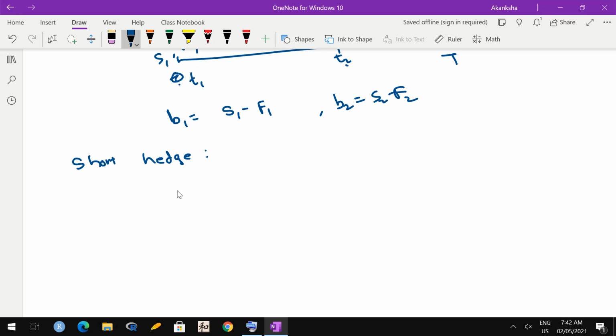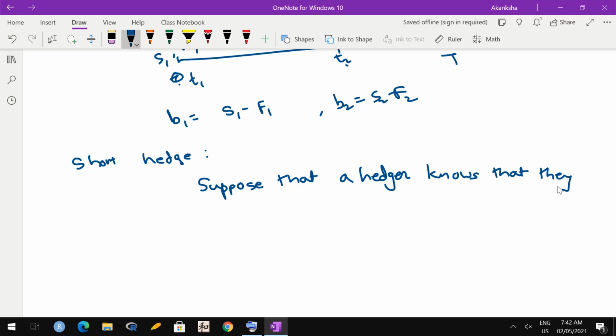Okay, so short hedge is when hedger knows, suppose that a hedger knows that they have to sell the asset at some point in future.